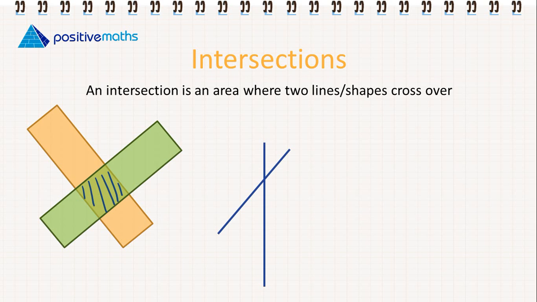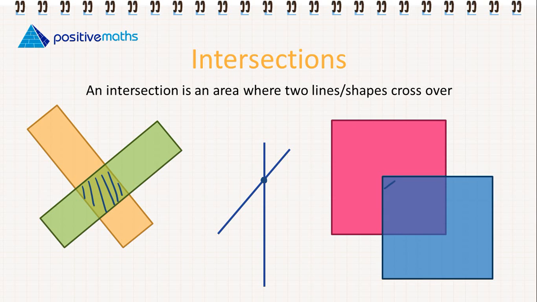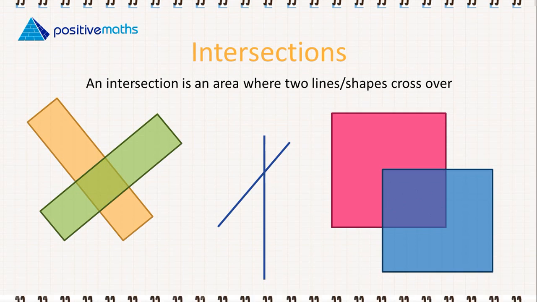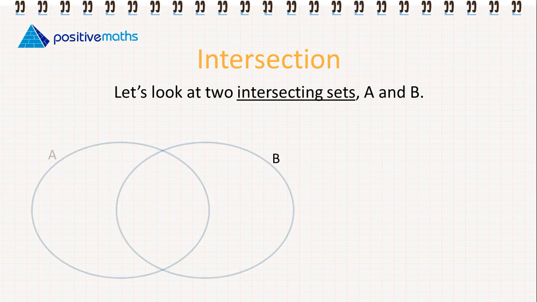When two lines cross over, the point where they cross over is the intersection. And when these two squares cross over, this shaded area in here is their intersection. Think of the intersection of two roads. This will be a junction where they meet. So let's look at two intersecting sets, A and B.